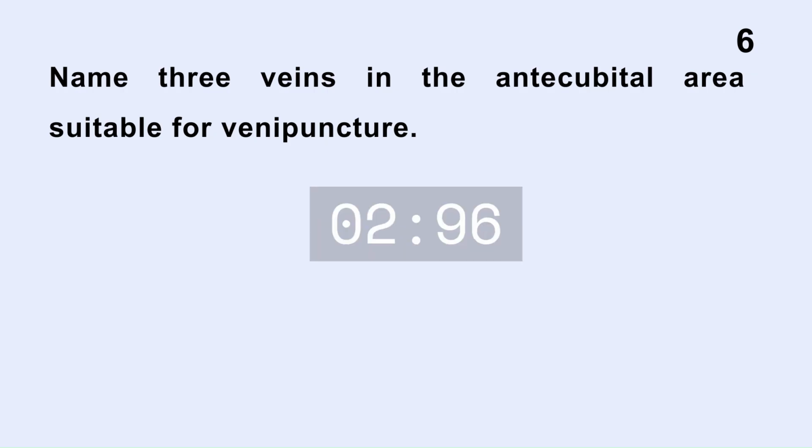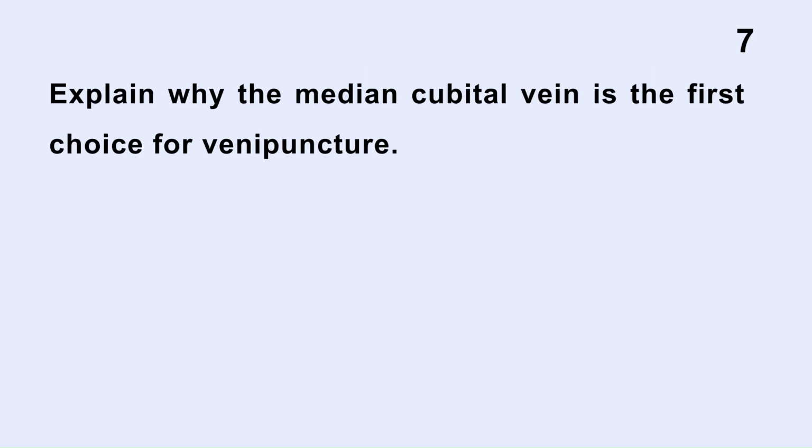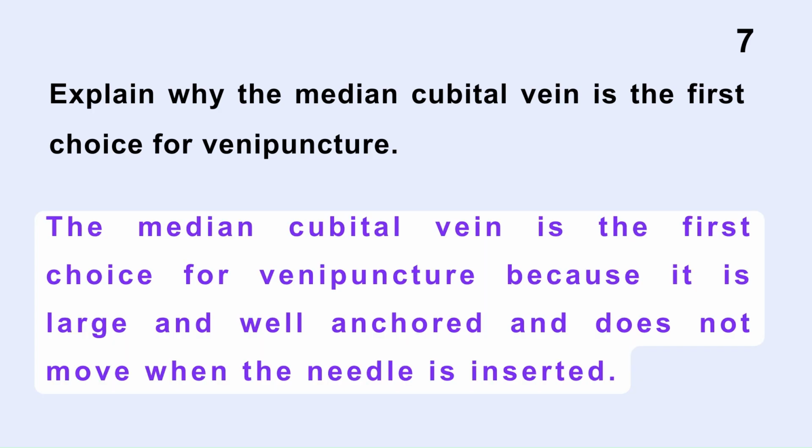Number 6. Name 3 veins in the antecubital area suitable for venipuncture. The 3 veins in the antecubital area suitable for venipuncture are the median cubital, cephalic, and basilic. Number 7. Explain why the median cubital vein is the first choice for venipuncture. The median cubital vein is the first choice for venipuncture because it is large and well anchored and does not move when the needle is inserted.